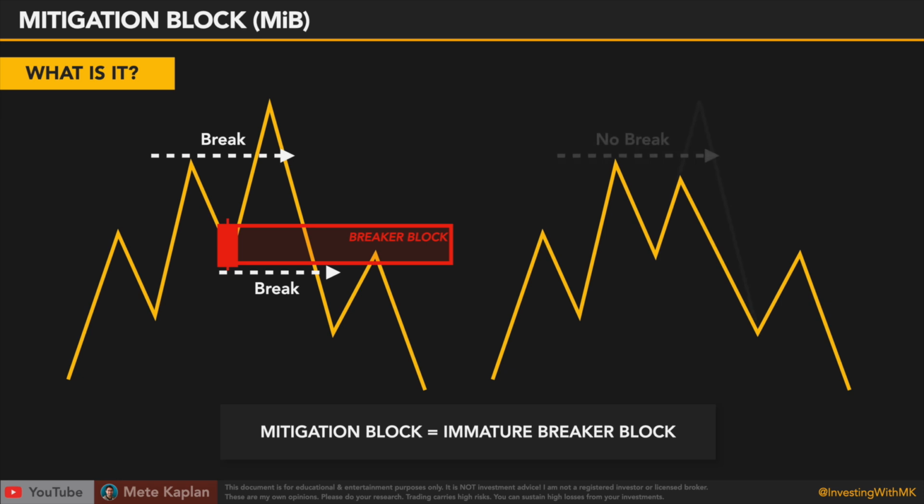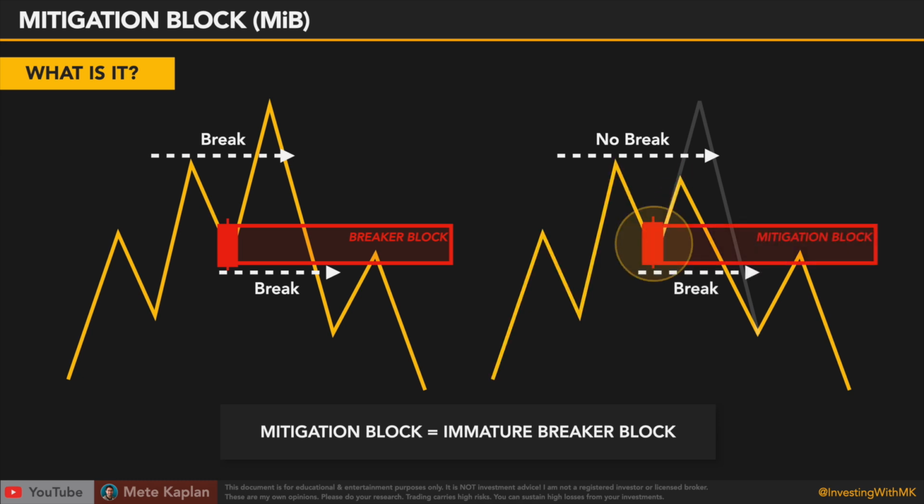This time price fails to make a new break, a new higher high. Instead, it makes an internal swing and breaks downwards. So this same red candlestick now becomes the mitigation block. I hope it is all clear.